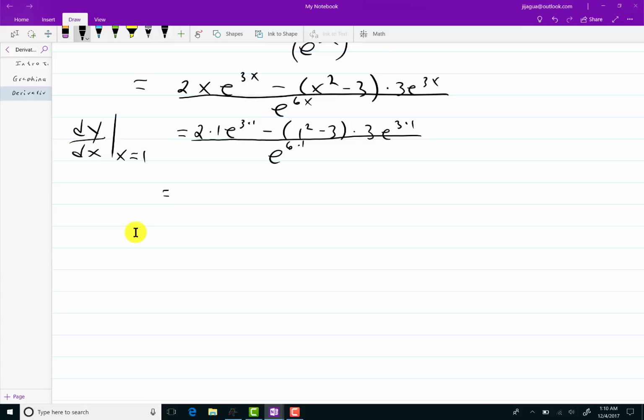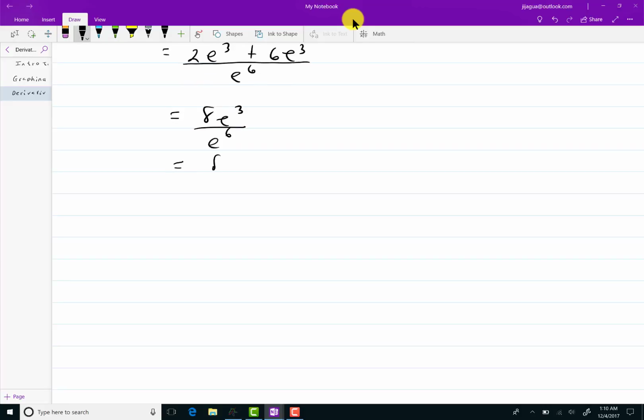So it looks like I have 2e cubed plus 6e cubed. Give me a second here to show you why that is the case. If you look right here, inside these parentheses, I'm going to get a negative 2. So a negative 2 will be positive 2. But then when you multiply it by 3, you'll get positive 6. And this is all over e to the 6th. This equals 8e cubed over e to the 6th, which simplifies to 8 over e cubed.